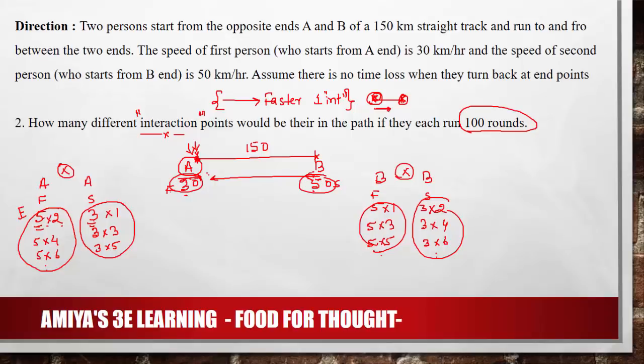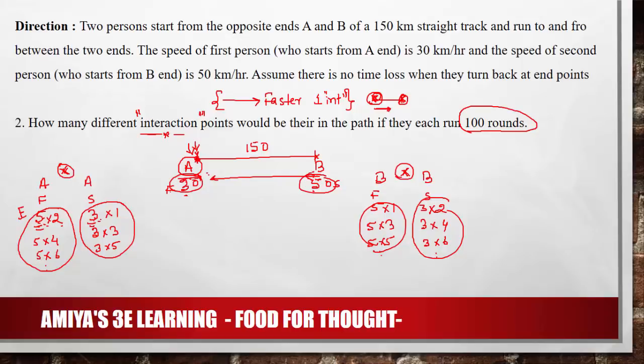Or we can say, when both times are odd, no interaction. For an interaction, at least one time should be even. So we can say there is no interaction at the starting point or the extreme ends. So in each round of the faster, there is one interaction.